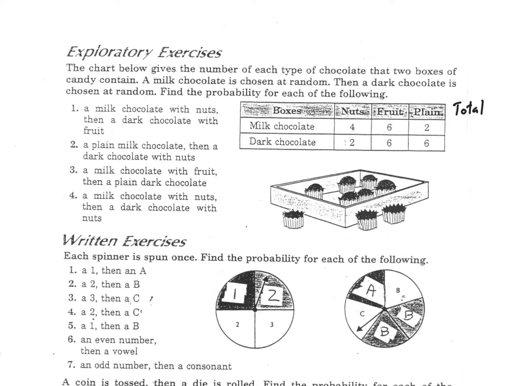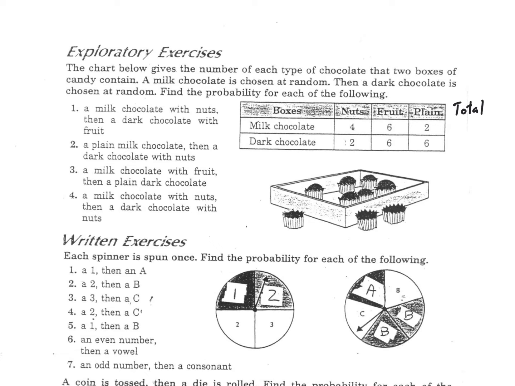All right, I skipped the previous page here. You're welcome to read through the example that's on there. But if you're feeling pretty confident, then just go ahead and move on to this page here. All right, so the chart below gives a number of each type of chocolate that 2 boxes of candy contain. A milk chocolate is chosen at random, and then a dark chocolate is chosen at random. Find the probability for each of the following.